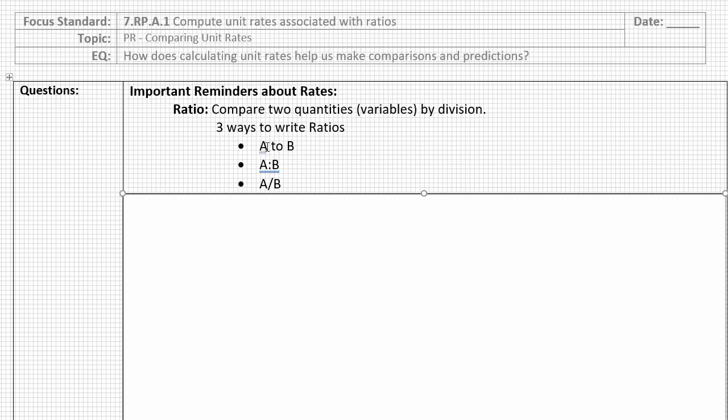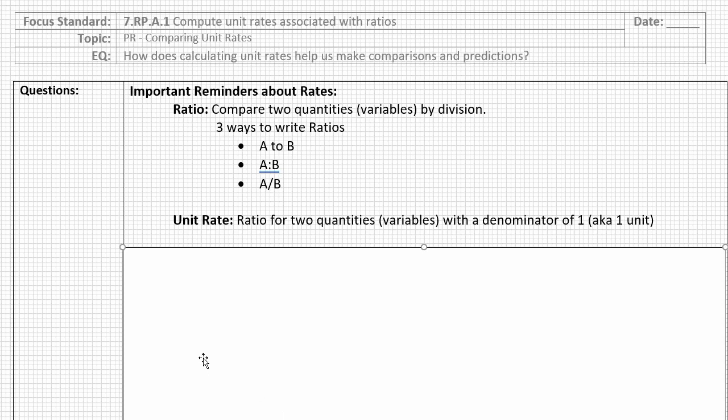You can say A to B. You would read it the same way, A to B, and use the colon in place of the word to. Or A to B using the division bar, or A per B might be familiar as well. So we are going to focus primarily on this last way in our unit on proportional relationships using division. But these are other methods you have learned to write them.